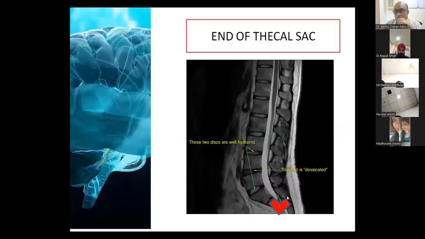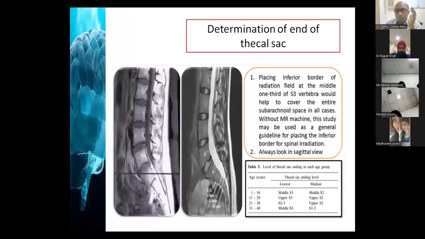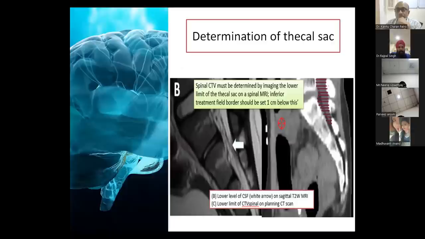Sometimes we are not able to find the thecal sac properly, whether it is not a proper MRI, or we are planning based mostly on CT. Placing the inferior border of the radiation field at the middle of the S3 vertebra would help to cover almost all cases. So if you are not properly identifying the lower border of the thecal sac, then you place your lower border at the middle of the S3 vertebra. The spinal CTV must be determined by imaging the lower limit of the thecal sac, and the inferior treatment margin should be at least 1 centimeter below the thecal sac.